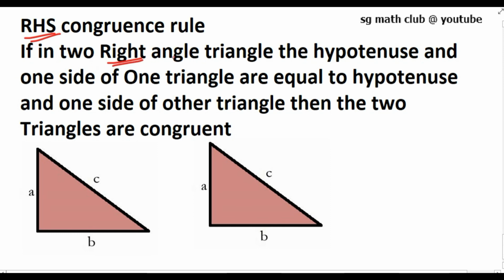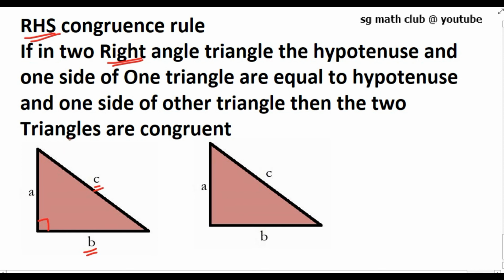So if in two right angle triangle, the hypotenuse and one side of one triangle are equal to hypotenuse and one side of the other triangle, then the two triangles are congruent. We know that in a right angle triangle, one angle will be 90 degree. The side opposite to 90 degree is called as hypotenuse. So the side which is marked as C is called as hypotenuse, B is called as base, and A is called as perpendicular, or these are the other two sides, and C is the hypotenuse.